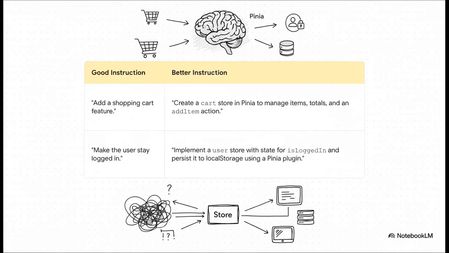And this understanding fundamentally changes how you give instructions. A perfectly good instruction is add a shopping cart feature. But a better architecturally aware instruction is create a cart store in Pinia to manage the items and totals, and then create an add item action. See the difference? You're not just describing a feature anymore, you're directing the architecture. You're telling the AI how to think about organizing the data.